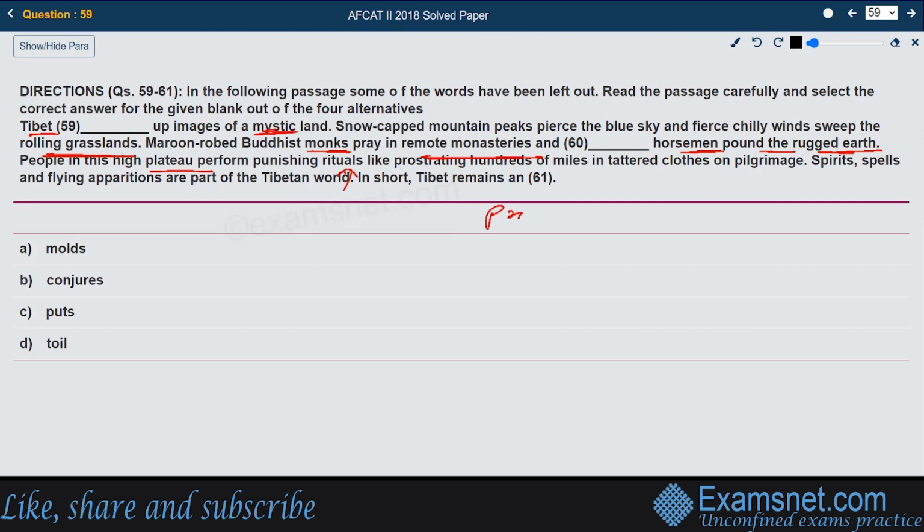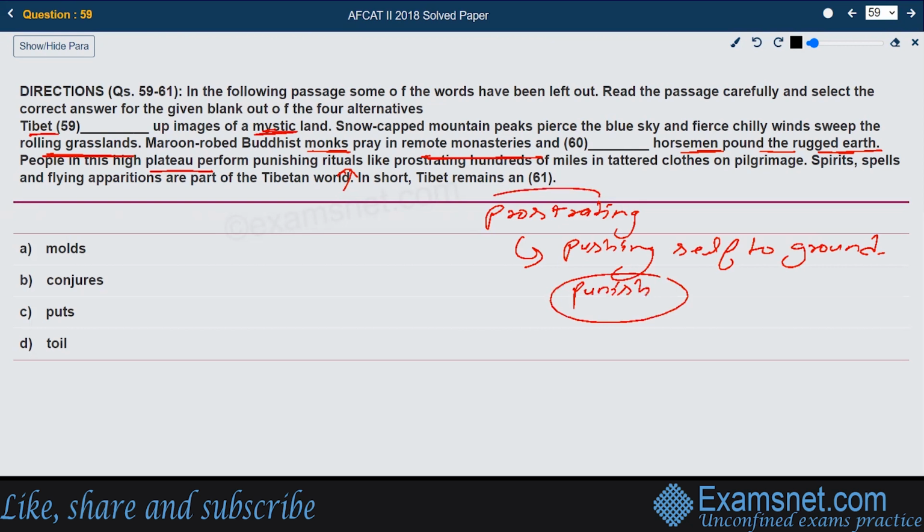The word is prostrating. The word prostrating means pushing oneself to the ground. If someone pushes himself or herself to the ground because he wants to punish himself, that's what is called prostrating. Okay, it is used.